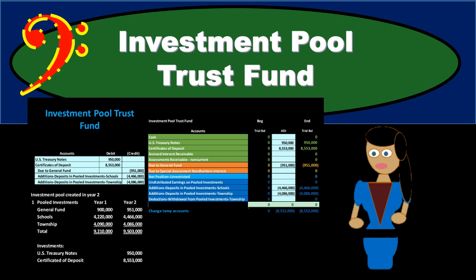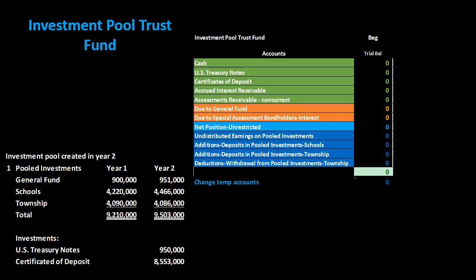acting in essence like a fiduciary, like a holding account, managing or holding on to assets that are not related to the particular entity. So we're going to be dealing with an investment pool trust fund, a fiduciary type fund here. The scenario is going to be this: we're going to have an investment pool. So we're going to have investments, pool those investments together within the investment pool. The investments are going to be coming from the general fund.